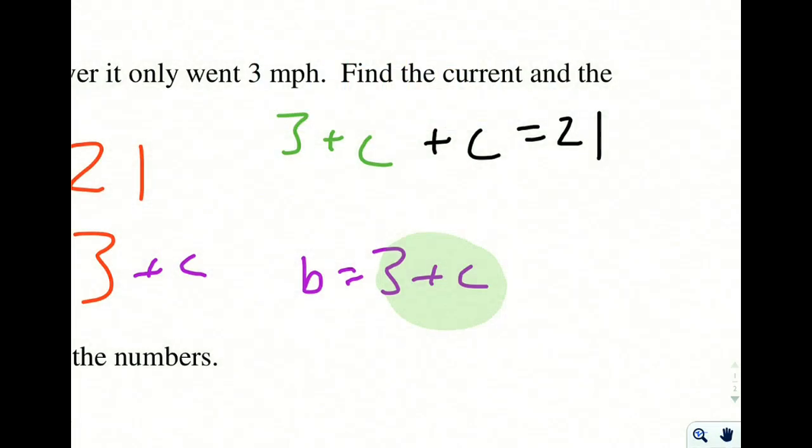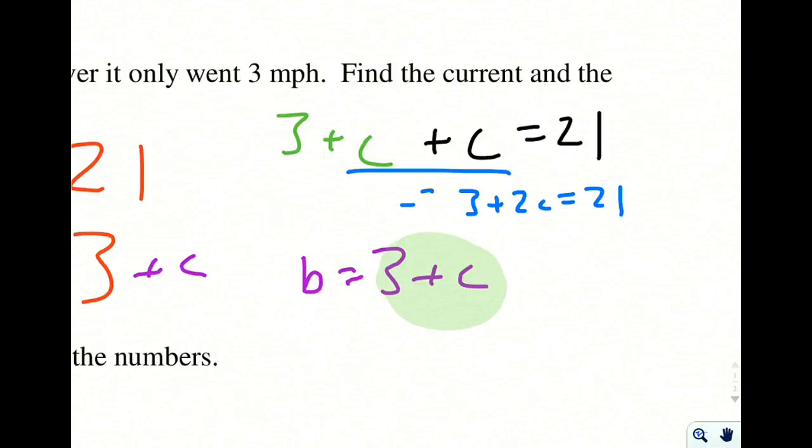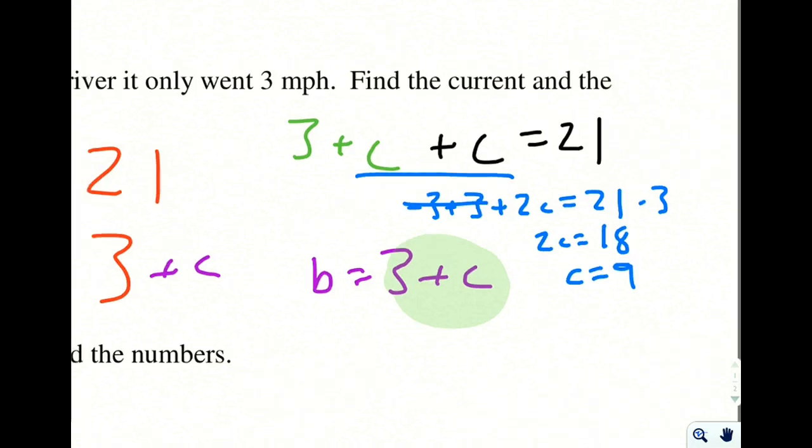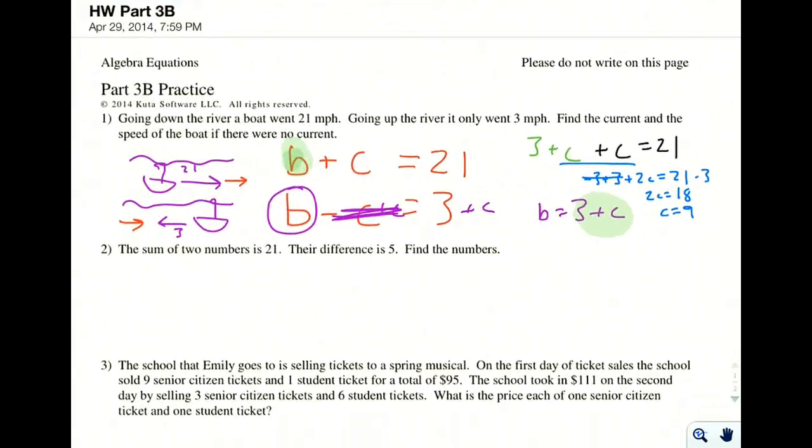If I combine these, I have a C and a C, so I really have 3 plus 2C equals 21. Subtract 3 from both sides. Take away a 3, take away a 3. Those go away, and I end up with 2C is equal to 18. And then finally C is equal to 9. So my current is 9 miles per hour. The current of the river is 9 miles per hour.